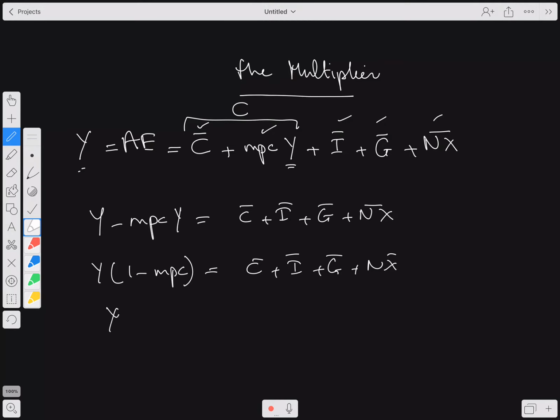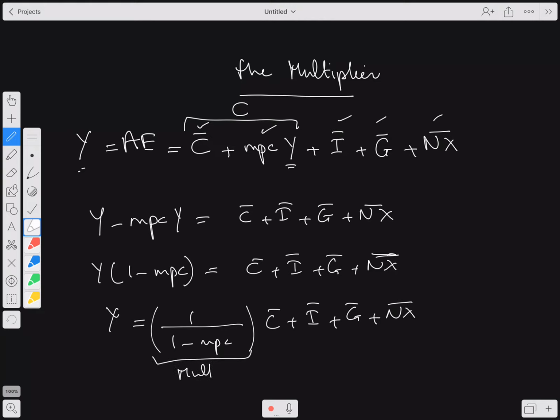And then we ended this equation by saying that it's 1 over 1 minus MPC. I keep writing it in capital. It doesn't matter, I just prefer to write it in small letter. This whole thing times C plus I plus G plus net exports. Okay, and this is the part that is called the multiplier.